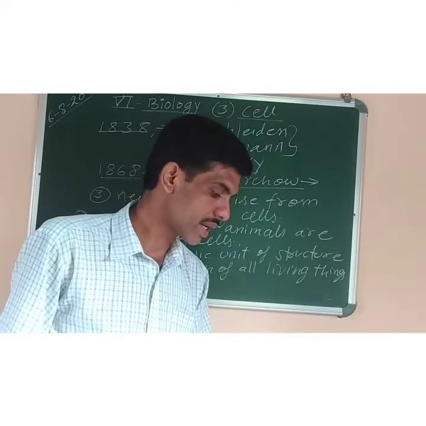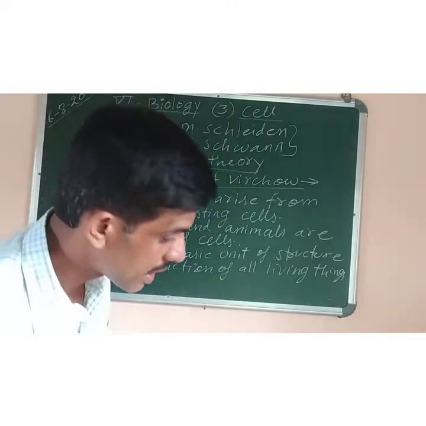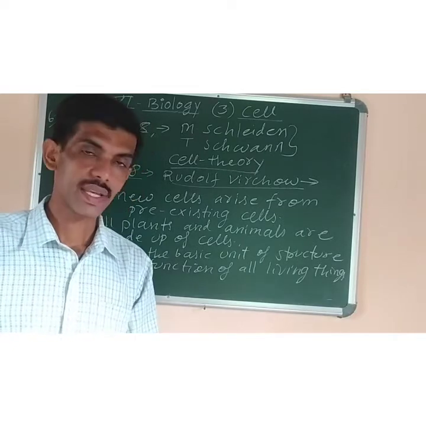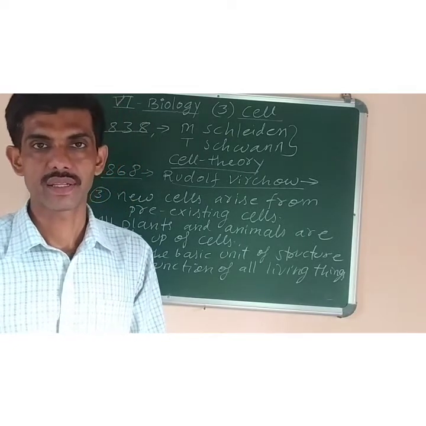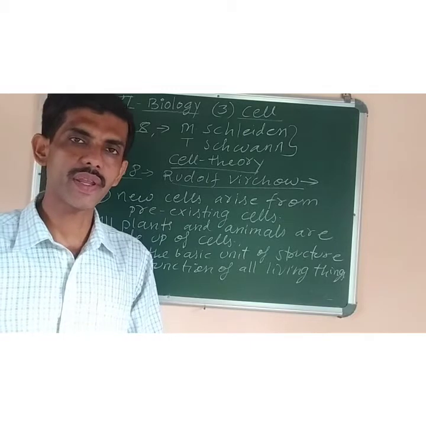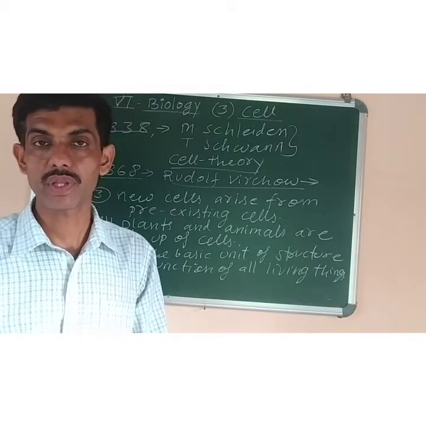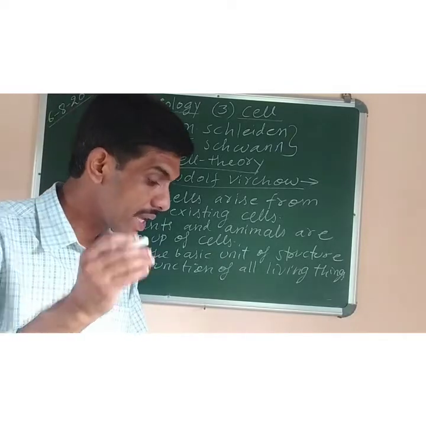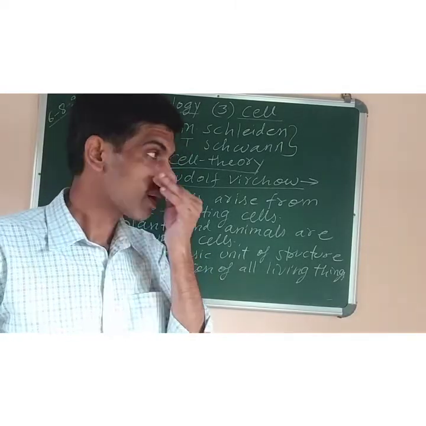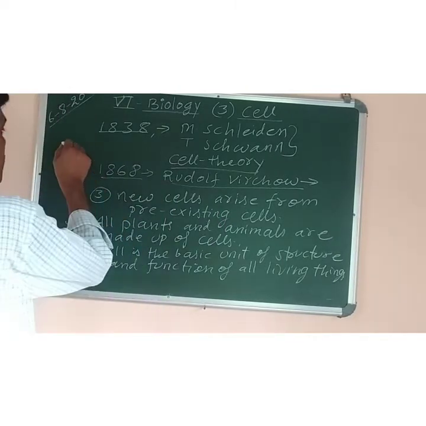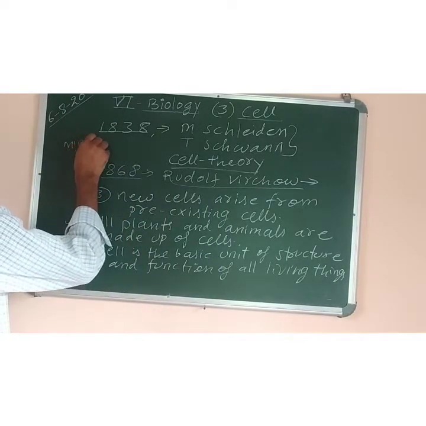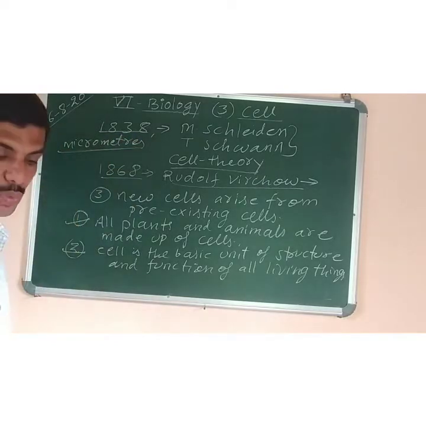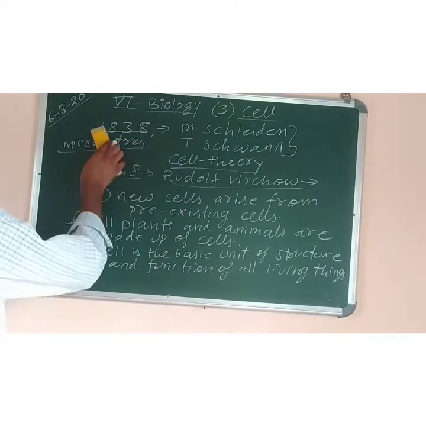Now next we have to study cell size, number and shape. You know that cells, first one, size. They are of different sizes. Most of them are very small, that cannot be seen with our naked eyes, and they are generally measured in a unit called micrometer. Micrometers. This is the unit which is used to measure the cell size.